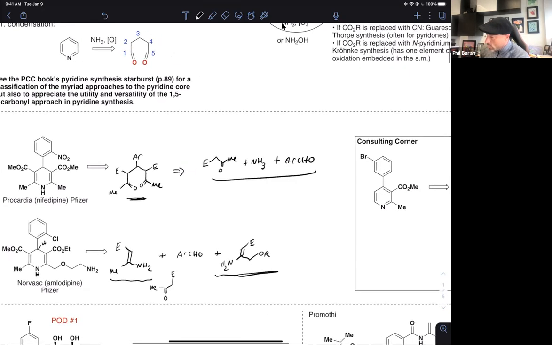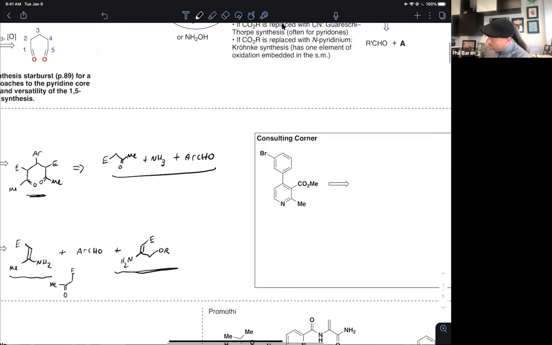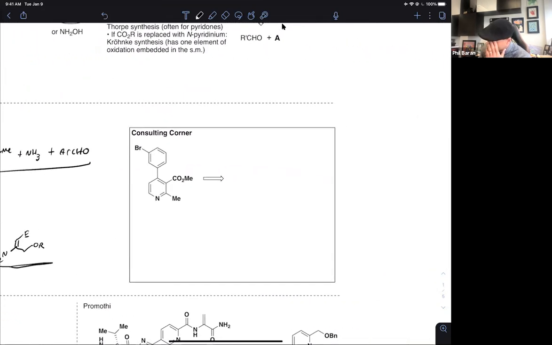So based on what we just learned, we should be able to come up with a synthesis of a compound directly out of a consulting problem. This was from about 12 years ago on how to make this compound. So give me some strategies based on what you learned so far. I'm open to any suggestions. Maybe Nathan can start us off here. What would you do?